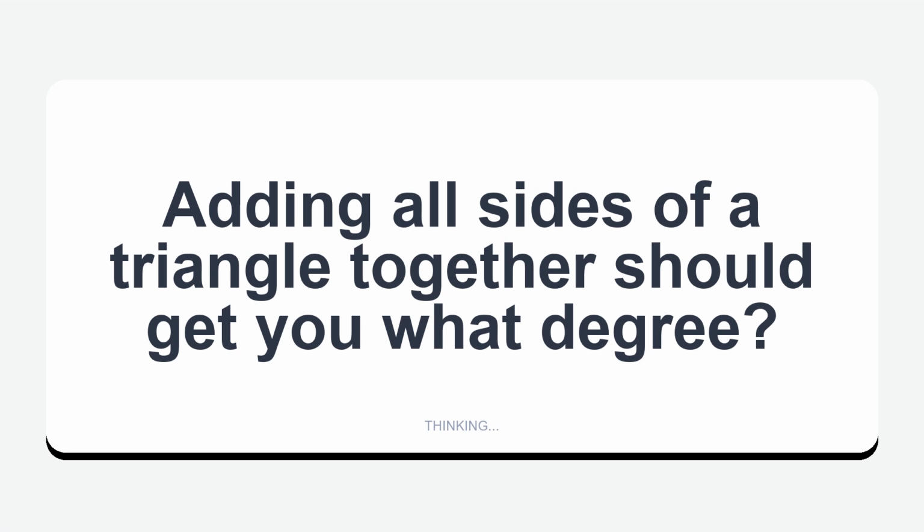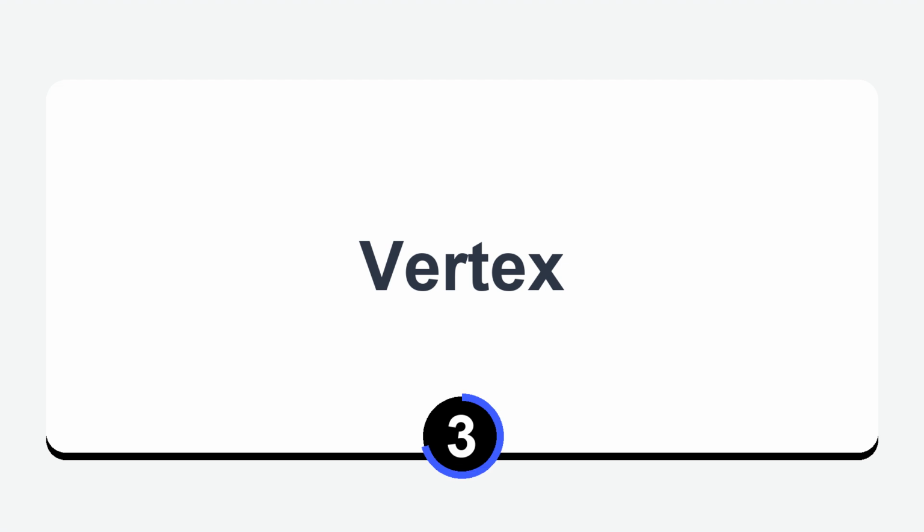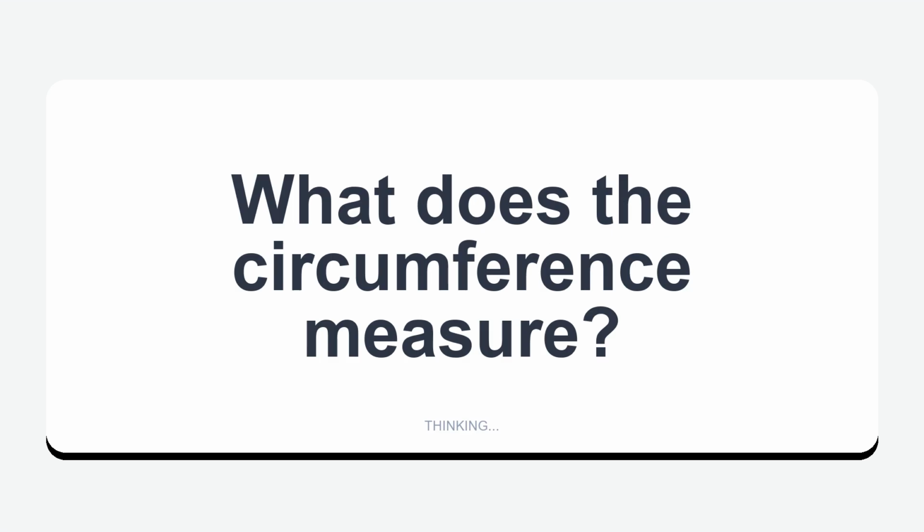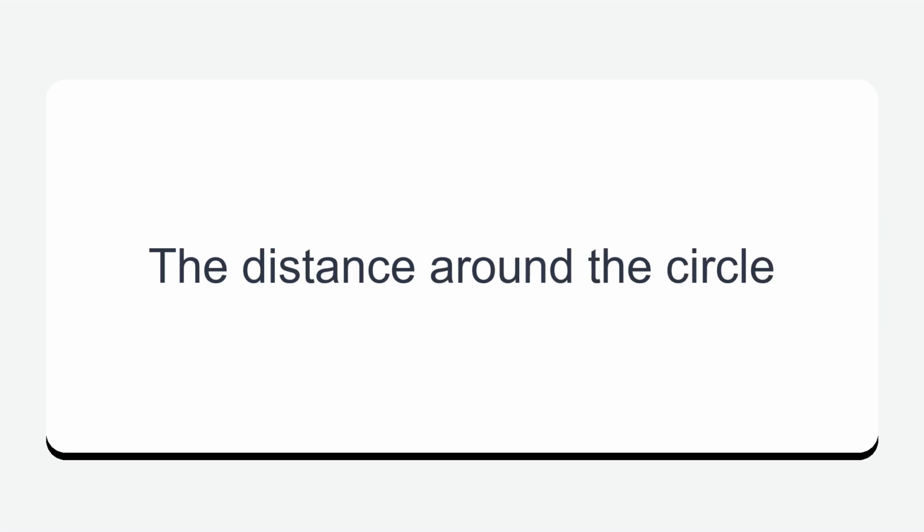Adding all angles of a triangle together should get you what degree? 180. Vertex. The point where two or more edges meet. A triangle has three vertices. What does the circumference measure? The distance around the circle.